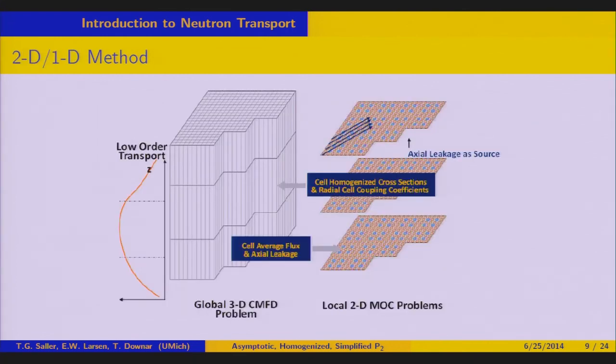And then finally, this one's more motivating for my work. It's the 2D, 1D method. So it's in between homogenization theory and full core transport. What you do is you look at a full core and then just look at 2D slices in it. And so you solve those 2D slices with some transport method like MOC. And then you couple all of these planes together with some low order transport method. And so SP2 is a potential low order transport method. So from here on out, I'm going to be talking in 1D rather than the full 3D, both because it's easier to explain and because our eventual motivation is to use SP2 as the 1D part of 2D, 1D.